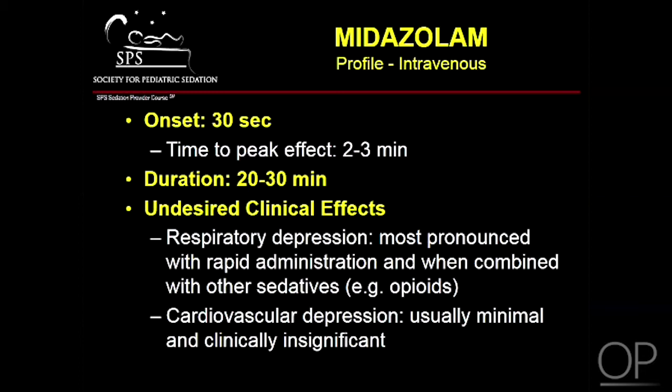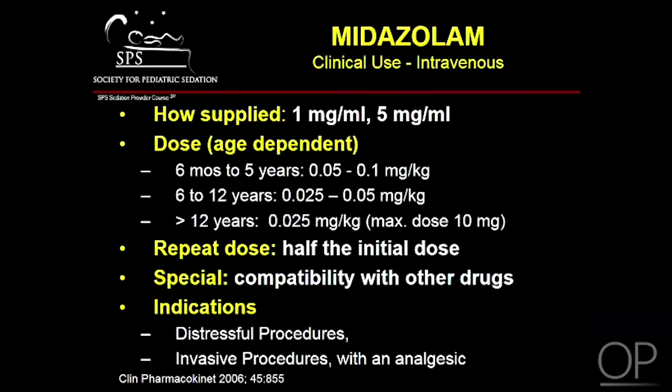Respiratory depression is the most significant adverse event, particularly if administered rapidly or with other sedative drugs like opioids. The synergistic effects of midazolam and an opioid increase the risk of respiratory depression when these agents are used together. Mild cardiovascular depression may occur, but is usually only clinically significant in patients with underlying hemodynamic instability or hypovolemia. Dosing is age-dependent, with younger children typically requiring larger doses.